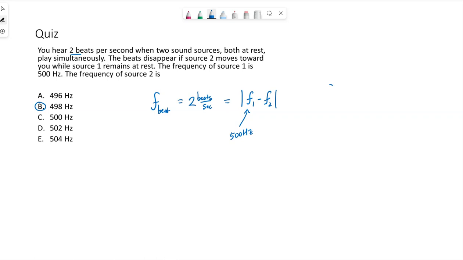So the frequency of source 2 is either 498 hertz, because 500 minus 498 is going to give us 2, or it's 502 hertz. It's going to be one of those. The determination of which one is from the wording here. It tells us the beats disappear if source 2 moves towards us while source 1 remains at rest. So this goes back to the Doppler effect.